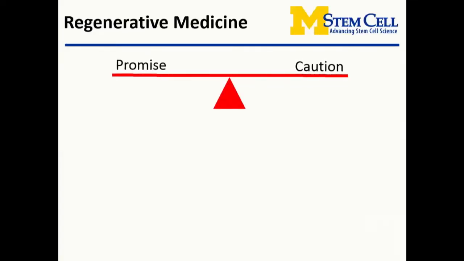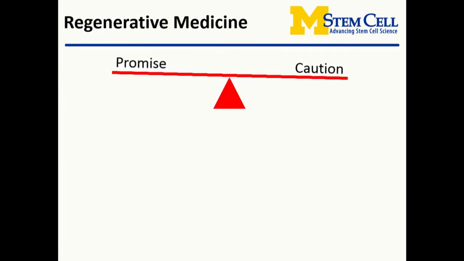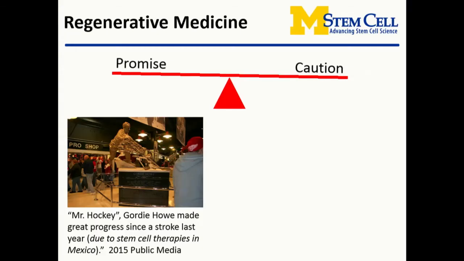So when I think about regenerative medicine and stem cells being an engine for regenerative medicine, it comes down to very simple issues of balancing promise and caution. And I'll give you an example of something that I did an interview about a year ago. And this was for PBR, public radio. And I was asked about Gordie Howe, Mr. Hockey, being from the University of Michigan, Detroit, very, very famous person up in the colder country.